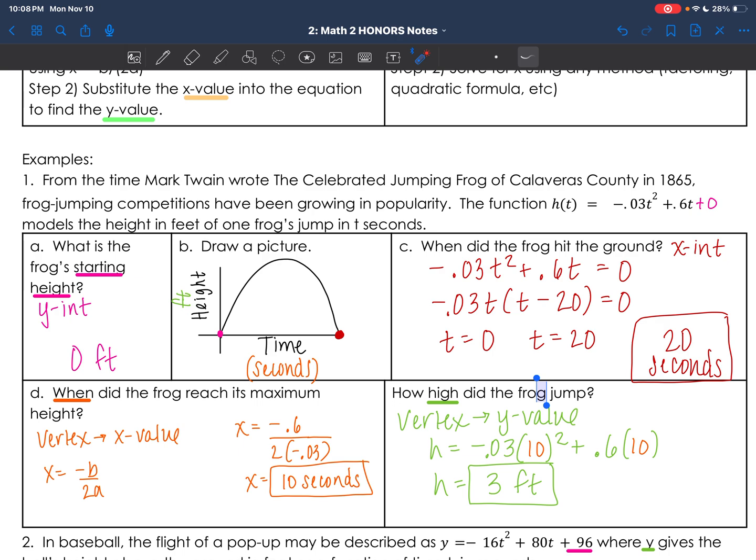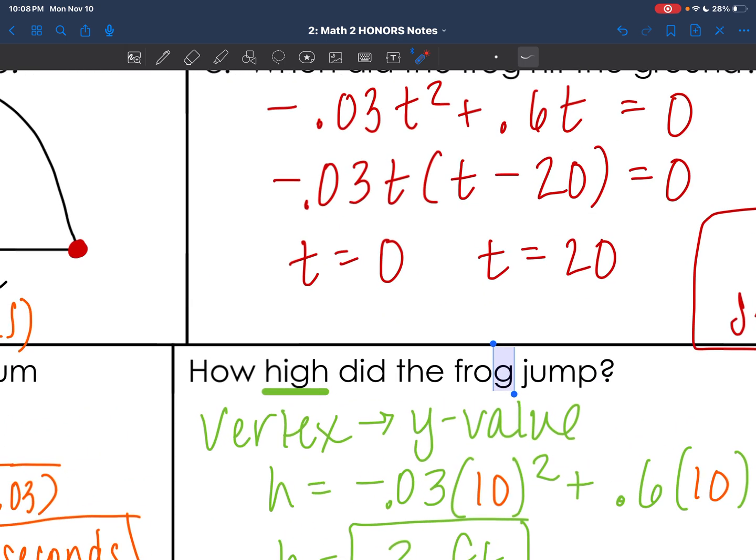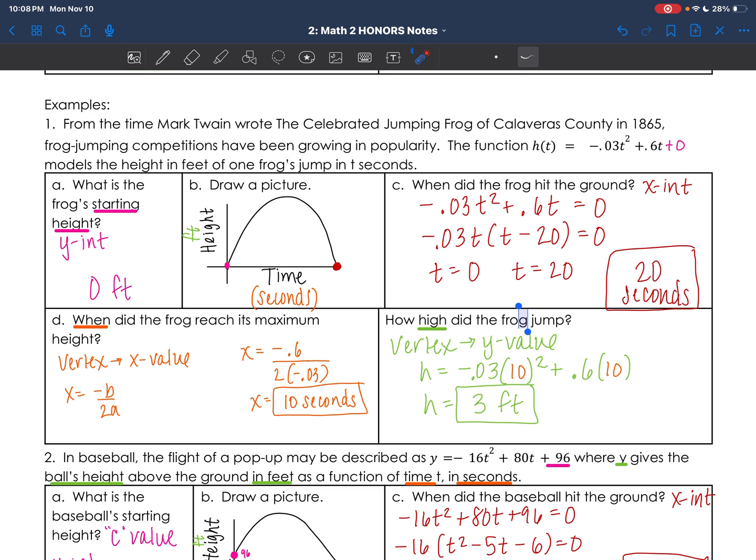All right, and then how high did the frog jump? I don't know why that's on there. That's weird. Okay, well, something's going on there.